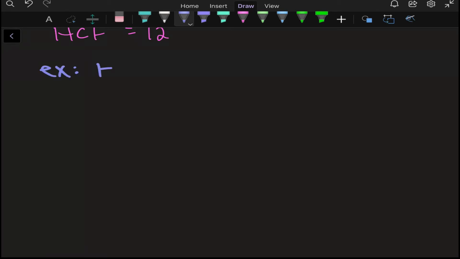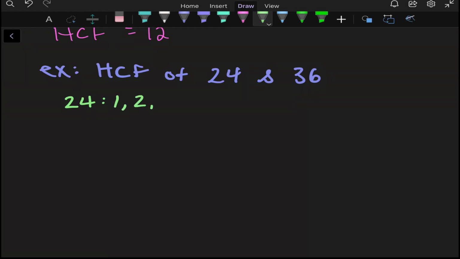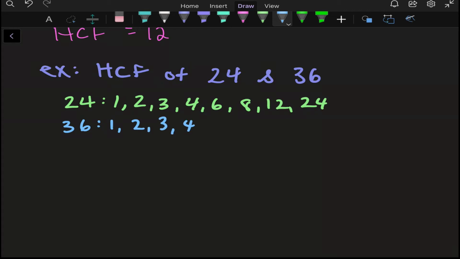So we can do another example. We can find the highest common factor of 24 and 36. So first let's find all of the factors of 24. Those factors are 1, 2, 3, 4, 6, 8, 12, and 24. Now find all the factors for 36. If you want to try and practice on your own, you can pause it in between me doing these. So the factors of 36 are 1, 2, 3, 4, 6, 9, 12, 18, and 36.